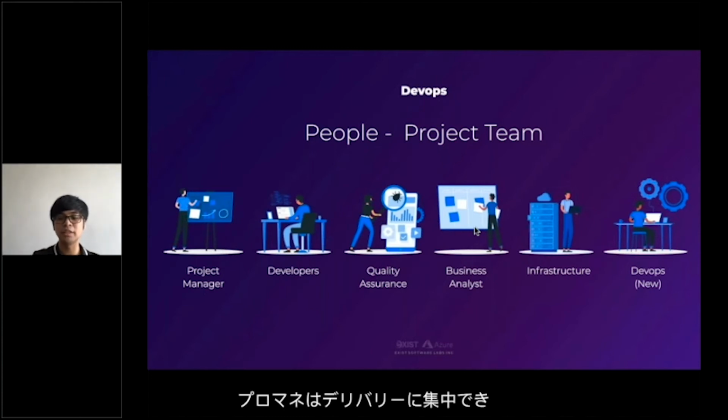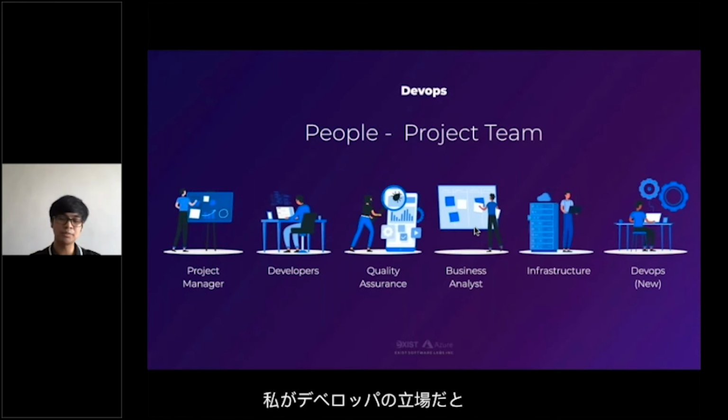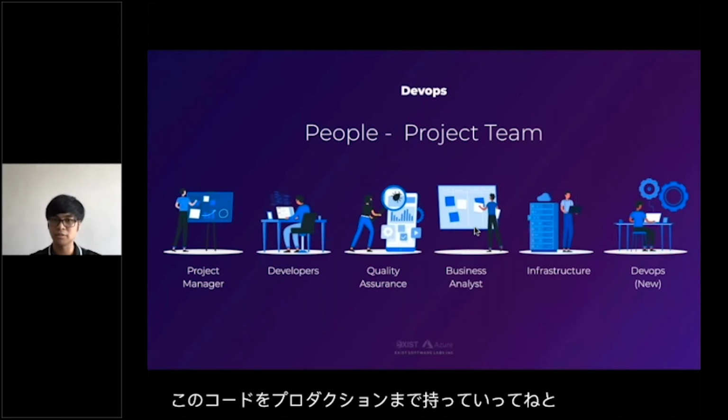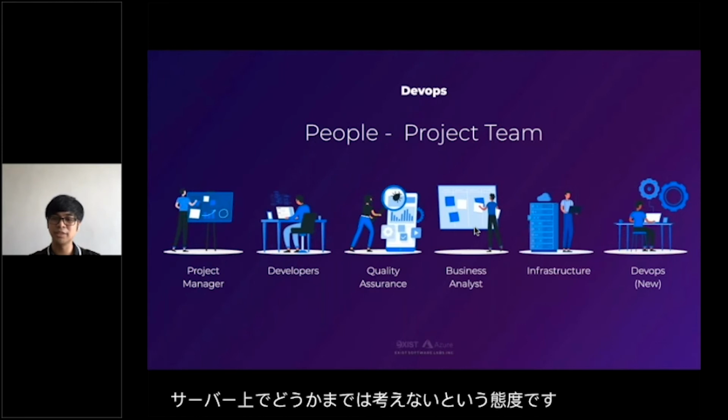So he can focus on the delivery and improve the delivery process as you improve your DevOps process as well. Developers, there's a connotation here wherein if I'm a developer, if I push my code, it's now the responsibility of your QAs, of your infrastructure to make it happen that this code gets into production. So the most common notion is that my code is working on my laptop. I don't need to consider if it's not working on the server.